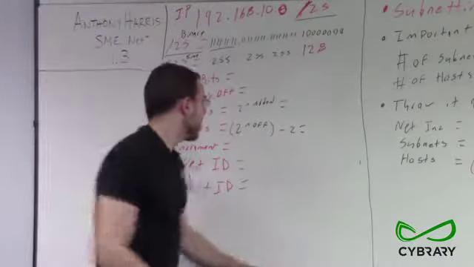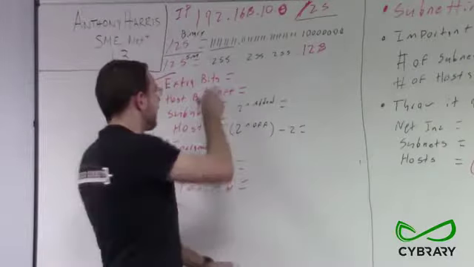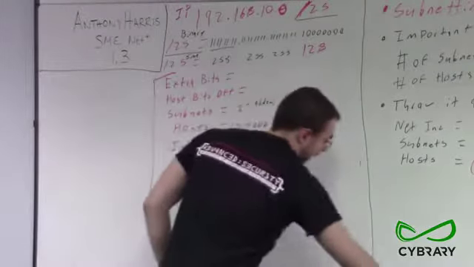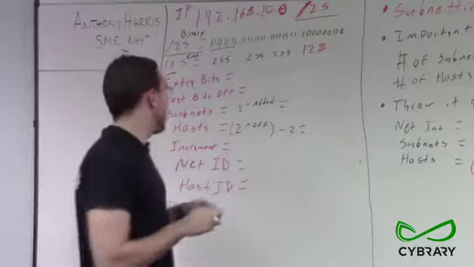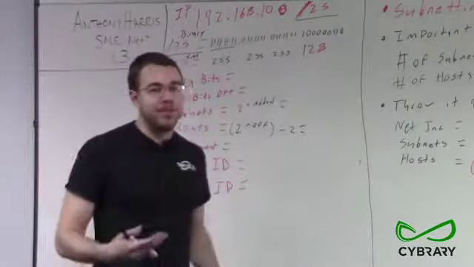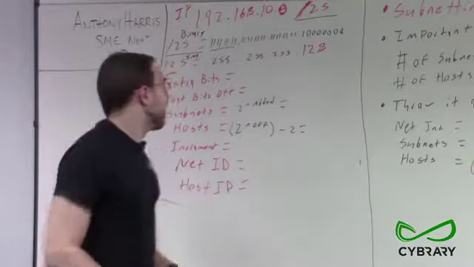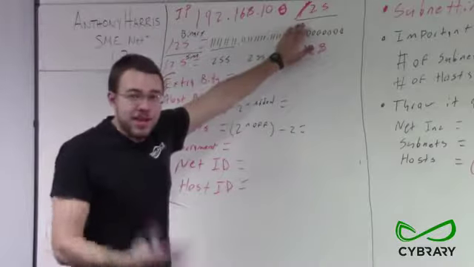So, information about our subnets. We have our extra bits. Now what do we mean by extra bits? Well, we talked about how our extra bits are the number of additional bits we added to our subnet mask that weren't there before. So CIDR notation makes it easy for us.